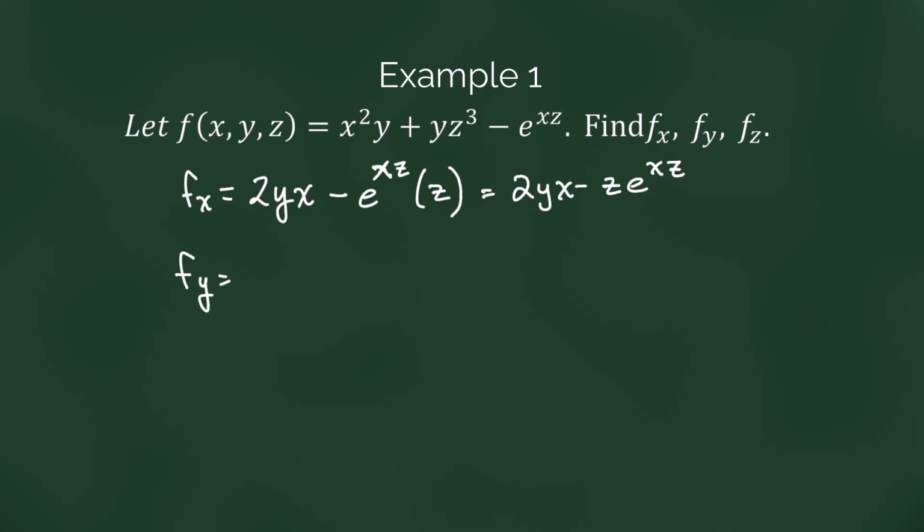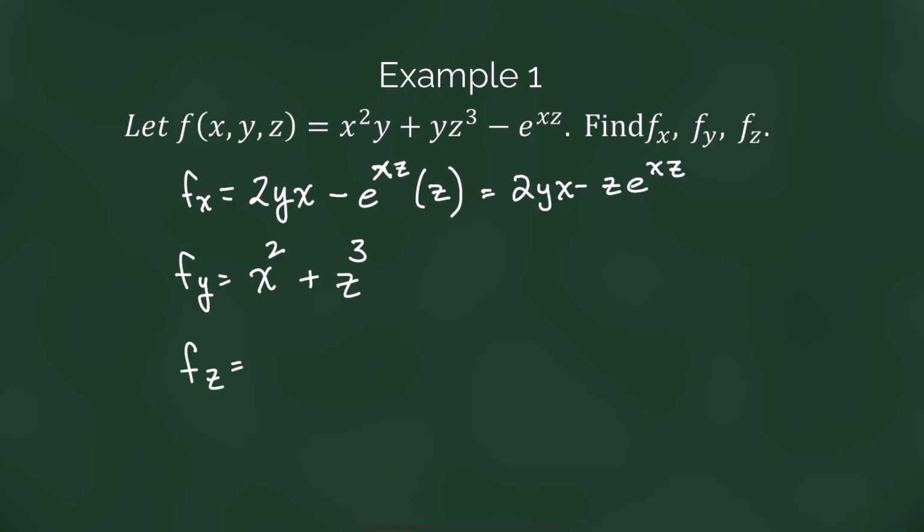Now we'll differentiate with respect to y. So in this case, in the first term, the x squared is a constant. The derivative of x squared y is x squared. In the middle term, the z cubed is a constant, and so our derivative of yz cubed is z cubed. The last term contains no y's. That means the entire thing is treated as constant and its derivative is 0.